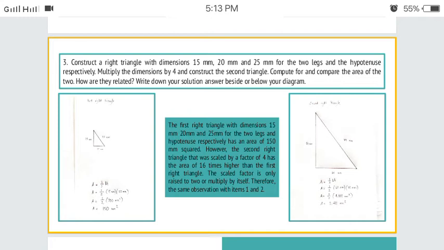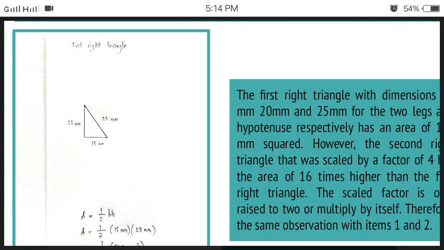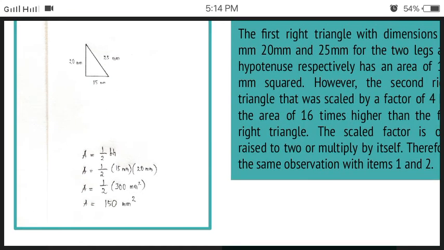The first right triangle has dimensions of 15, 20, and 25. So to find the area of a right triangle, we have the formula: area is equal to 1/2 base times height. So area is equal to 1/2 times 15 millimeters times 20 millimeters. So area is equal to 1/2 times 300 millimeters squared, which is equal to 150 millimeters squared. So that's the area of the first right triangle.